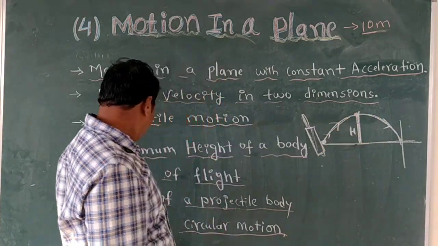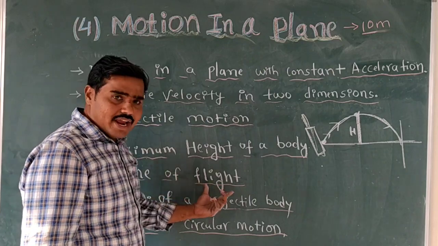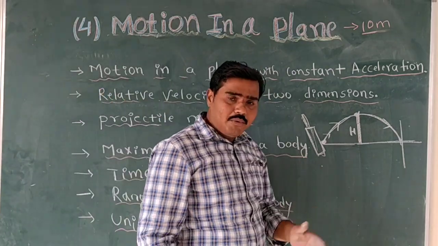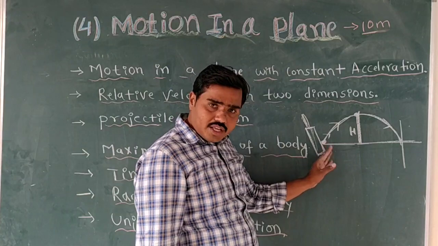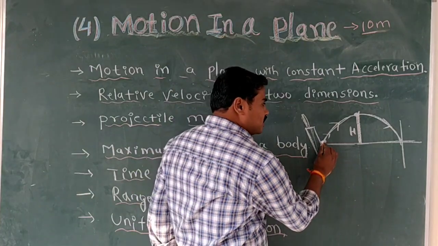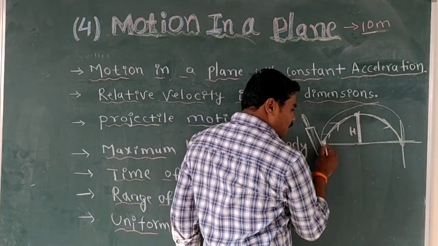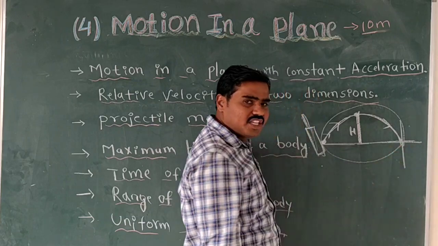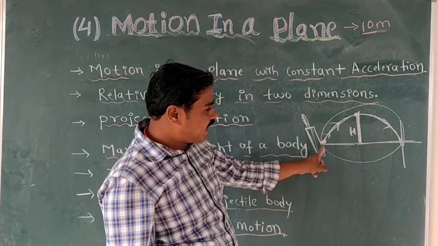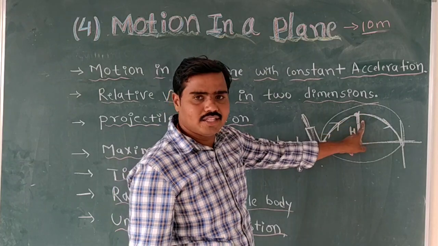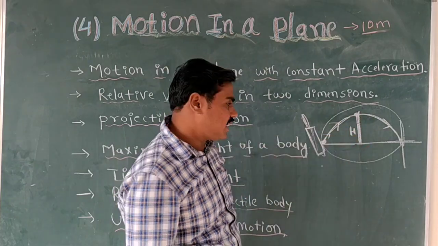Then time of flight. When you hit the 6, the body covers this much distance from one point to another point. It changes the position. The time taken by the body to reach maximum height is called the time of ascent.